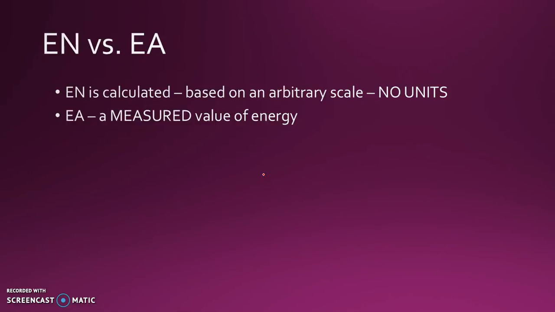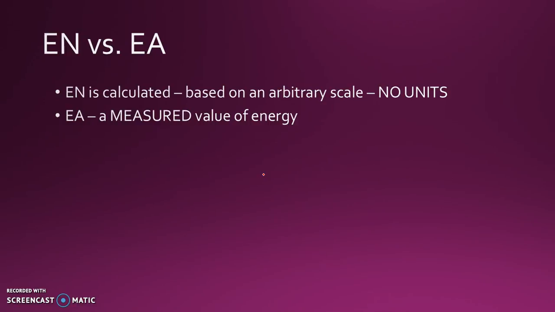It's important that we keep straight the difference between electronegativity and electron affinity. Electronegativity is calculated. It's based on an arbitrary scale. There are no units for it. And it's the ability for the atom to attract the electrons that are involved in a bond.